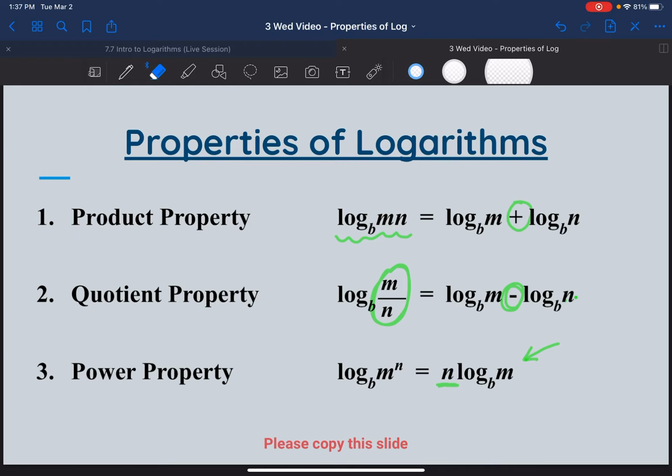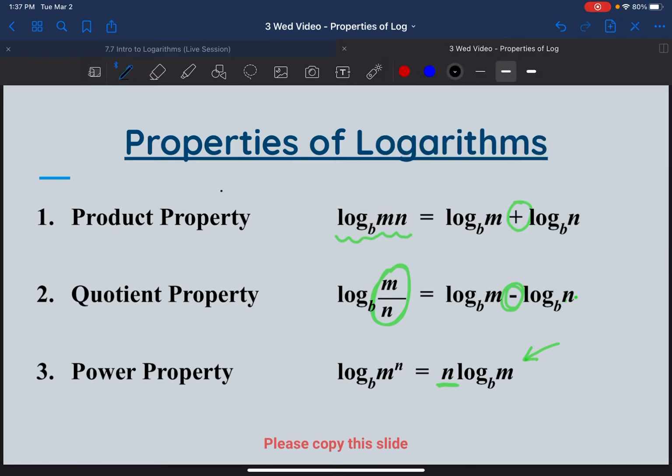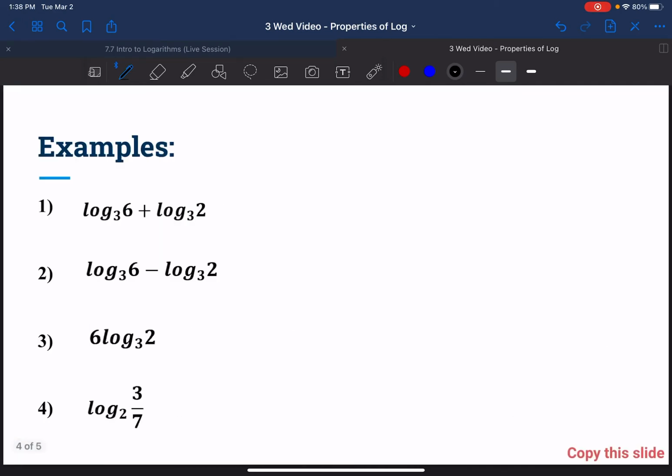So make sure you have all these 3 properties. That's what I was saying, it's pretty similar to the properties of exponential functions, right? In exponential properties, when we had to multiply 2 exponents, what did we do? We basically add the powers. So the log has pretty much similar properties. Let's look at the examples. You can pause the video, copy this and try to do it by yourself, or we can go through it together. So number 1, I have log base 3 of 6 plus log base 3 of 2.